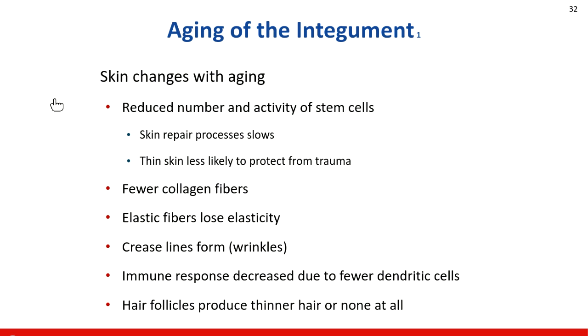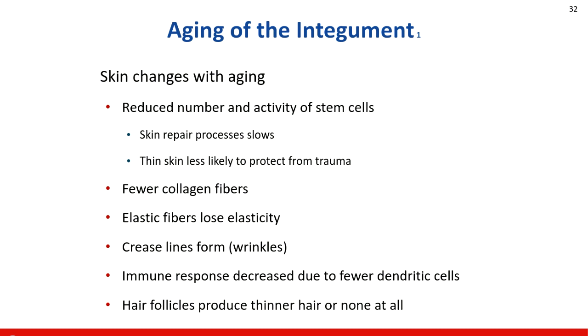The last topic here is the aging of our integument. We're going to end every chapter with what happens to that system as you get older. So keep in mind, the general rule with anything with aging is that everything slows down. All the processes, metabolic activities, regeneration of cells, everything slows down. So when we say that there's a reduced number and activity of stem cells, that goes along with our storyline as we start to slow down.